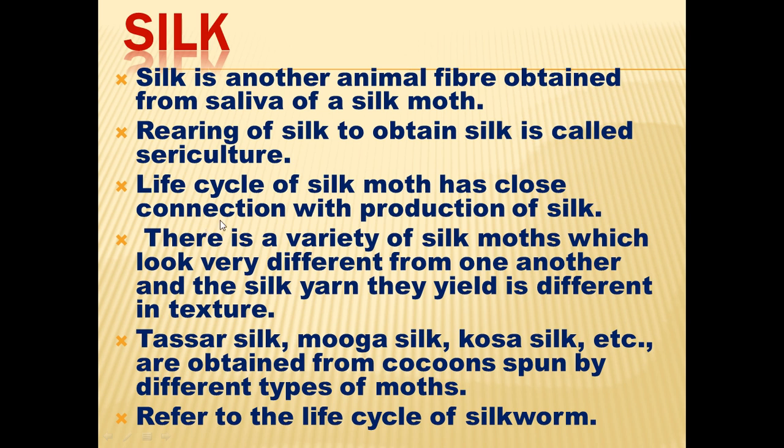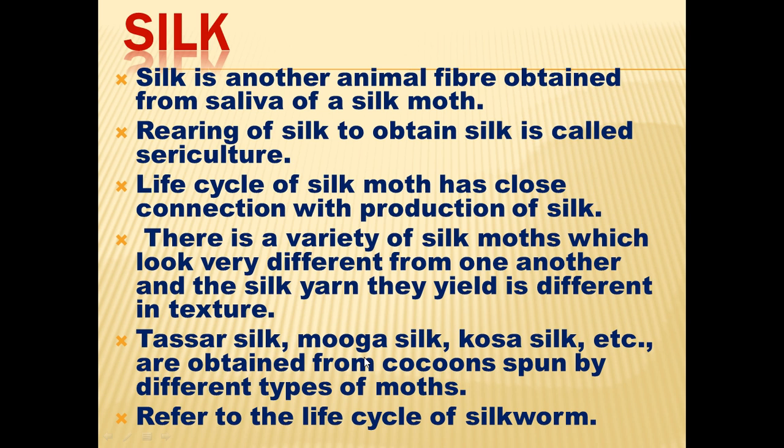There is a variety of silk moths which look very different from one another, and the silk yarn they yield is different in texture. Based on that texture, the silk can be Tassar silk, Mooga silk, Kosa silk, etc. Mulberry silk is very popular in India, and India has a good rank, number 2 or 3, in production of silk in the world. They are all spun by different types of moths.